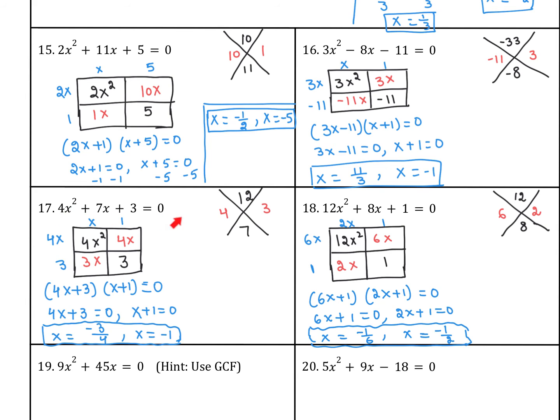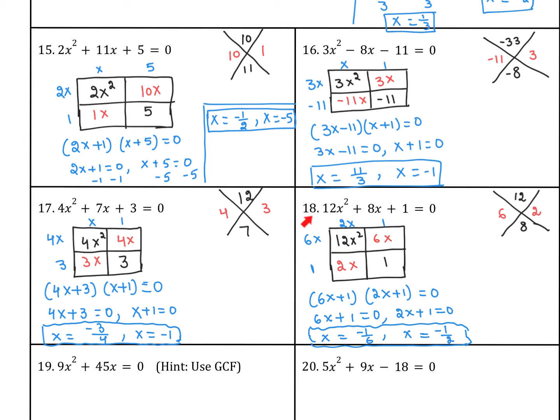Number 17, on the top you get 4 and 3. 4 times 3 is 12. Bottom is 7. The two numbers that you found are 4 and 3. 4 goes here, 3 goes here, and these numbers are these two. The GCF of the first row is 4x. Multiply with x to get 4x squared. Multiply by 1 to get 4x. And similarly, you get this number. Put the outer numbers into brackets, put them equal to 0 one by one, and find the x values.